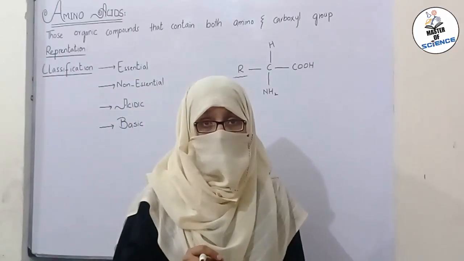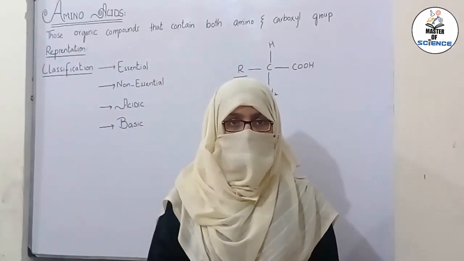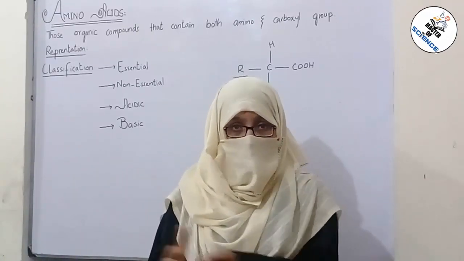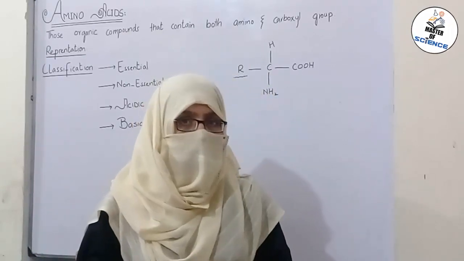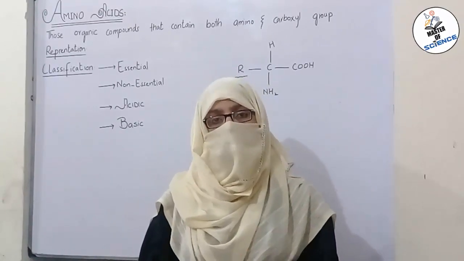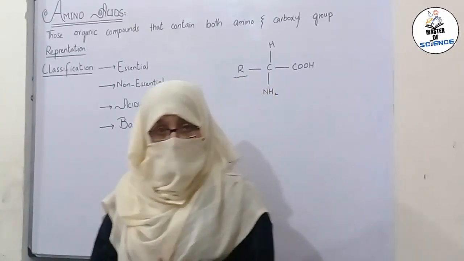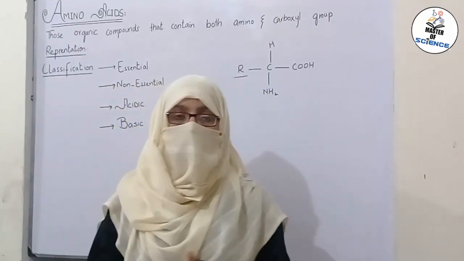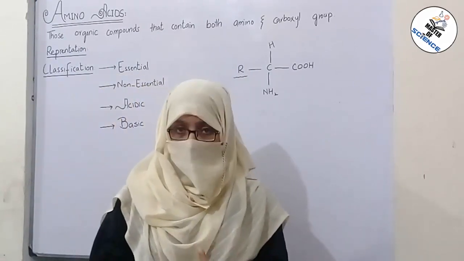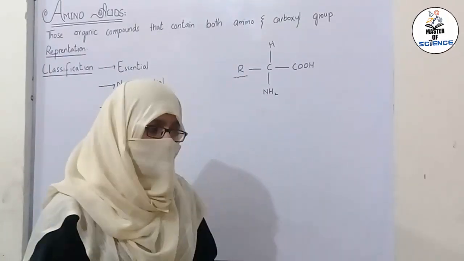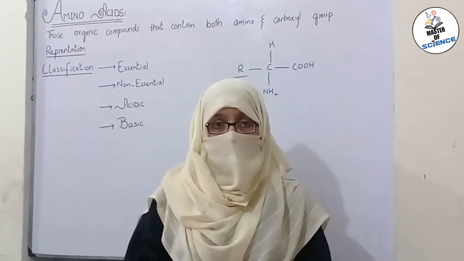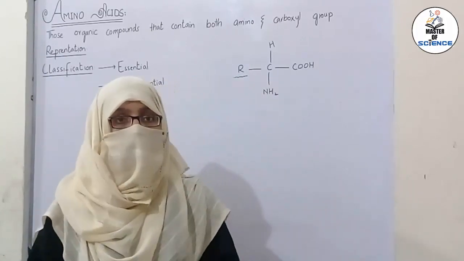Basically there are 20 amino acids that are very important for every life. Ten amino acids out of these 20 are synthesized in the human body. Those amino acids that are synthesized in our human body are called non-essential amino acids. While those amino acids that are not synthesized by our human body, and are required for our proper health and proper growth, can be gained from our diet. We can take them from our diet, and any deficiency in them causes different diseases.